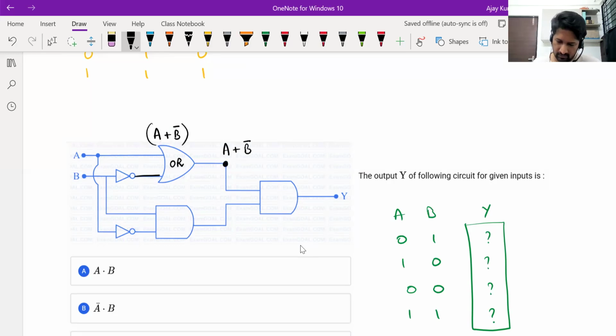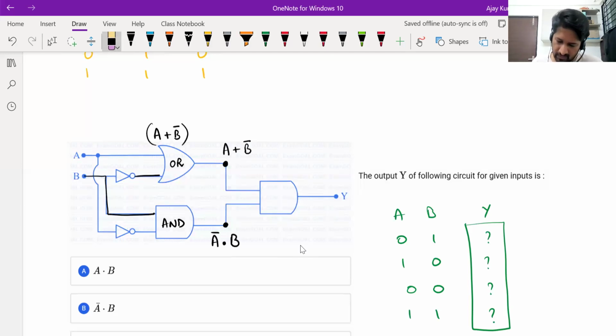That's fine. Next, this is AND gate. And what are the inputs given to this AND gate? One input given is B directly. The other input given is negation of A. So this is doing negation of A and B. That is the output, okay, of this gate.